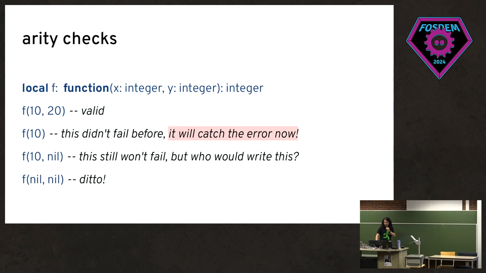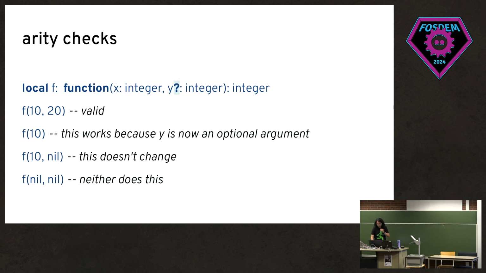But this is what it looks like, right? If you have a function that takes 2 parameters, and you pass 2 parameters, then it's valid. If you just pass 1 parameter, this didn't fail before, but it will catch the error now. But if you pass 2 parameters and one of them is nil, well, the arity of the function is still 2, so that's valid, right? But who will write this, right? So, it's a very 80-20 thing. It's a very simple thing that catches the kinds of mistakes that people actually make, right? So you kind of have to be forcing it to get into trouble with that.